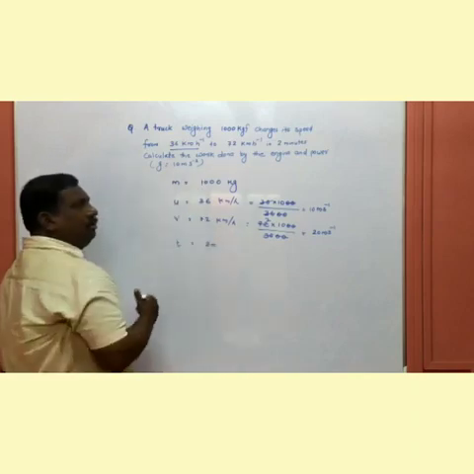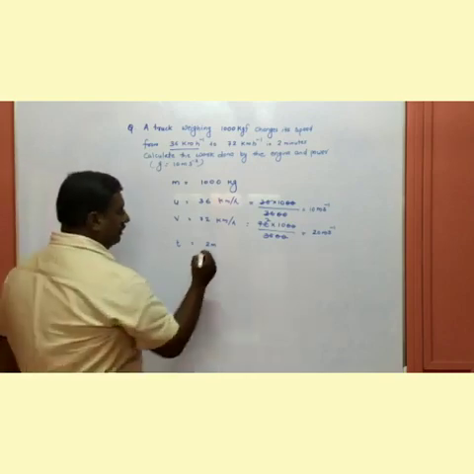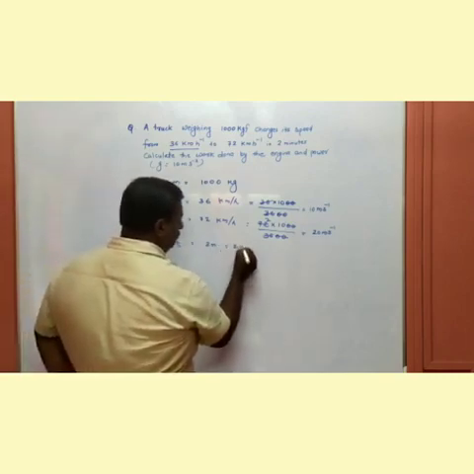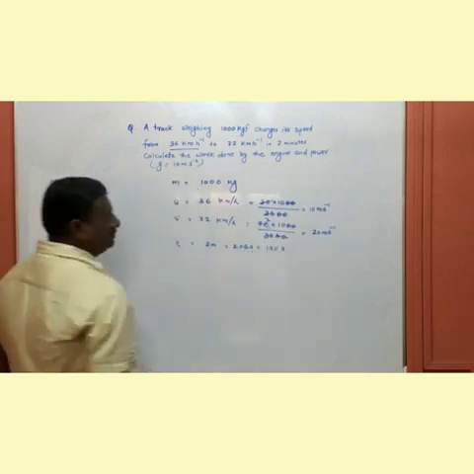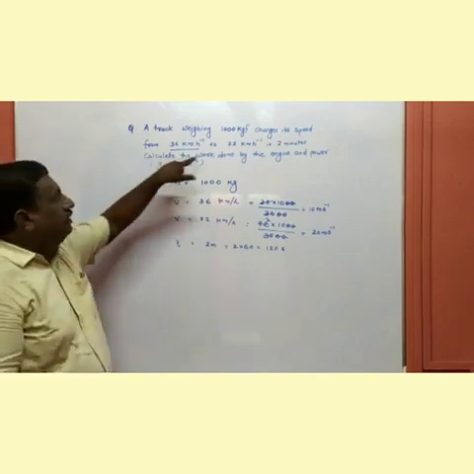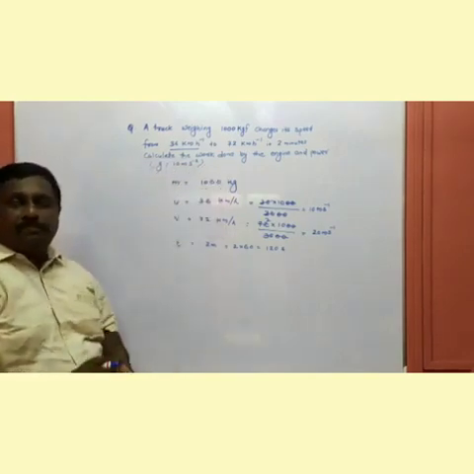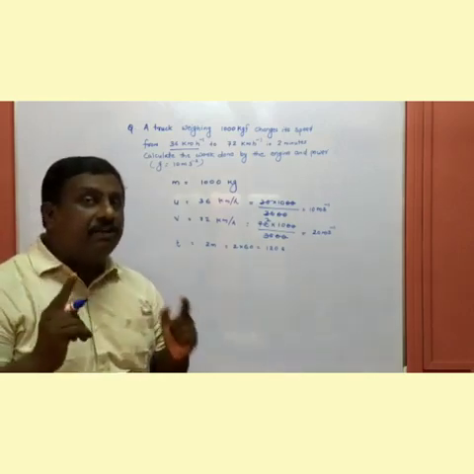We cannot solve with minutes. We have to convert it into seconds. Then 2 into 60, that's equal to 120 seconds. Okay. Then our first part, calculate the work done. I already explained one term, the work energy theorem.